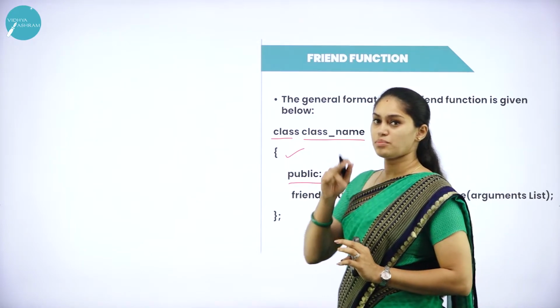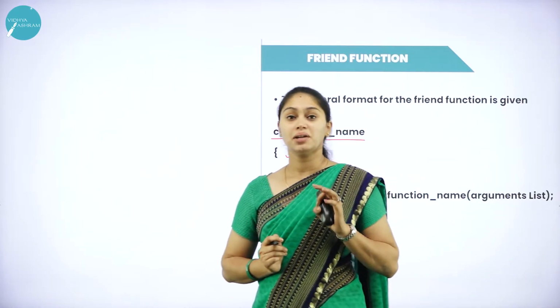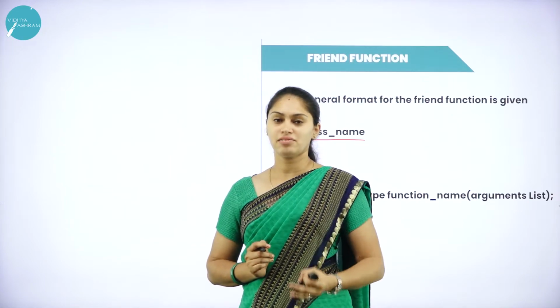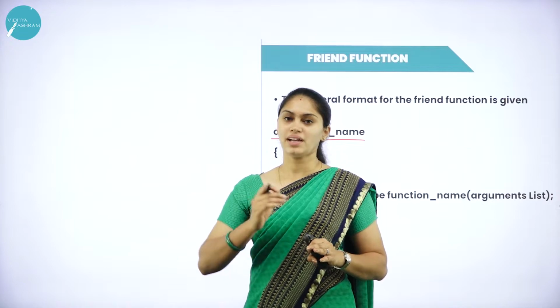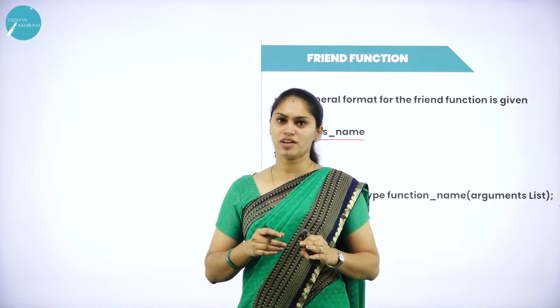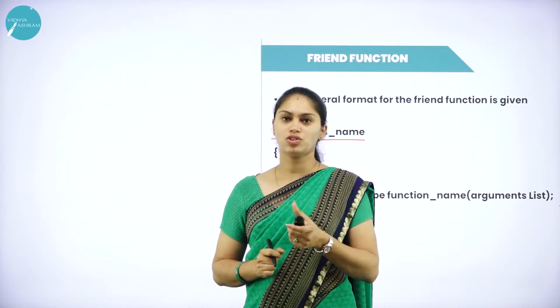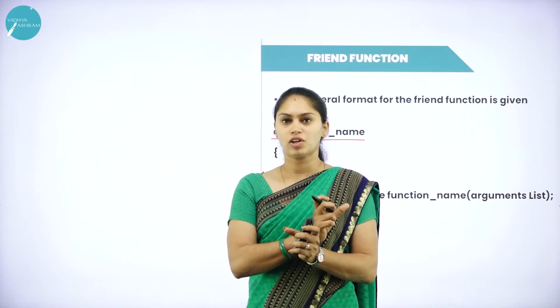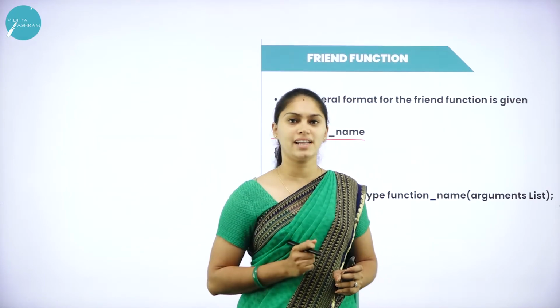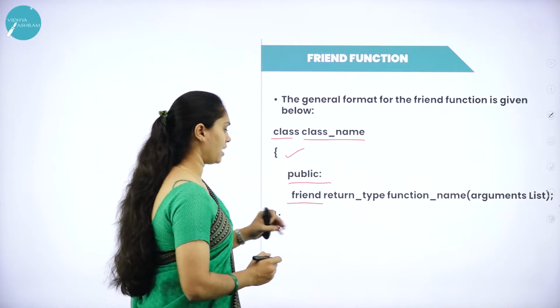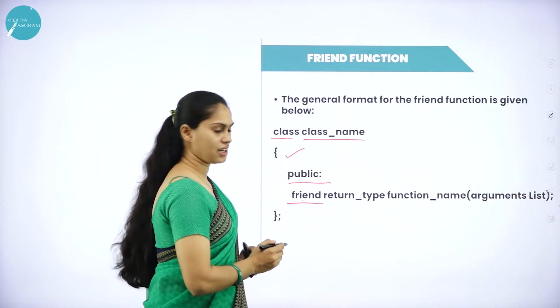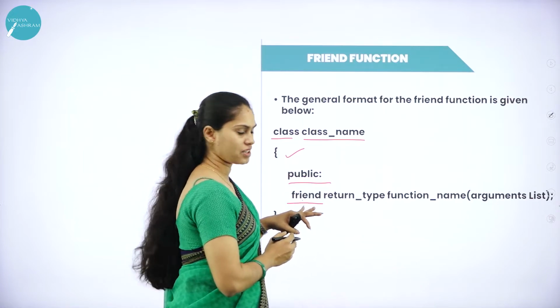Where I am supposed to declare the friend function, it must be within the class, but the definition of the friend function must be outside the class. But when I am defining that friend function, at that time the function should not be preceded by the keyword called friend. But while declaring, it must include the friend keyword. Here I am declaring, so friend is a keyword here. That means we are using the friend function concept.